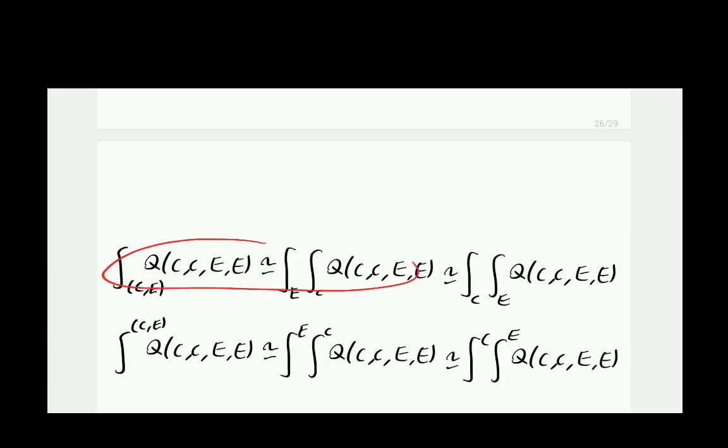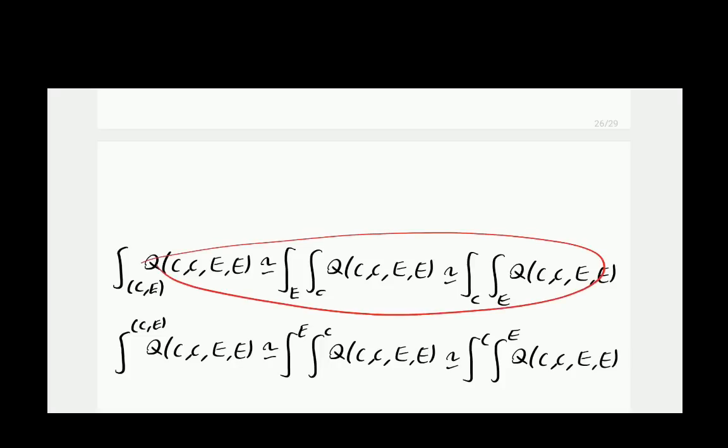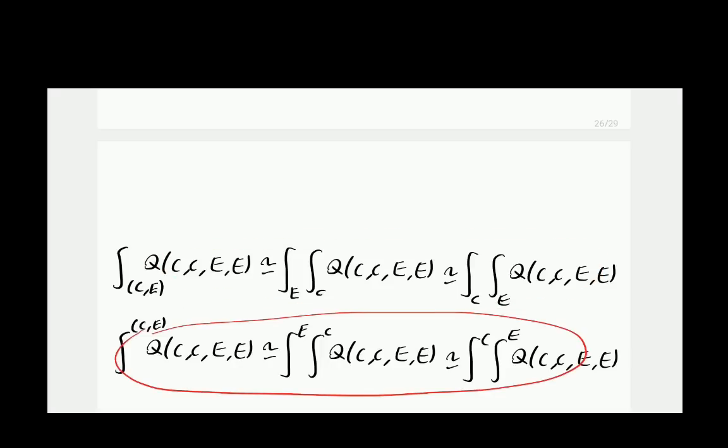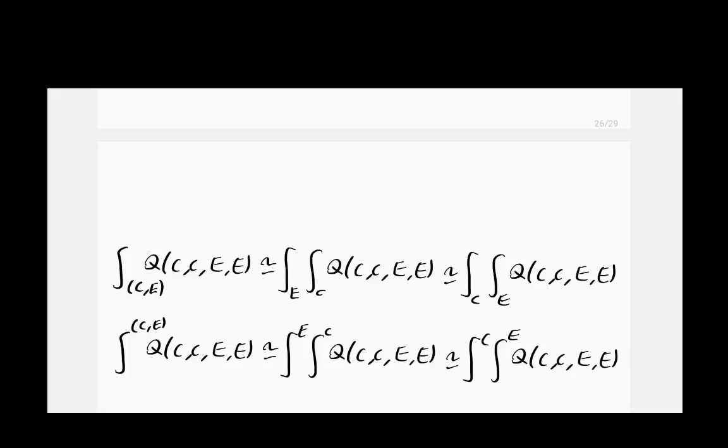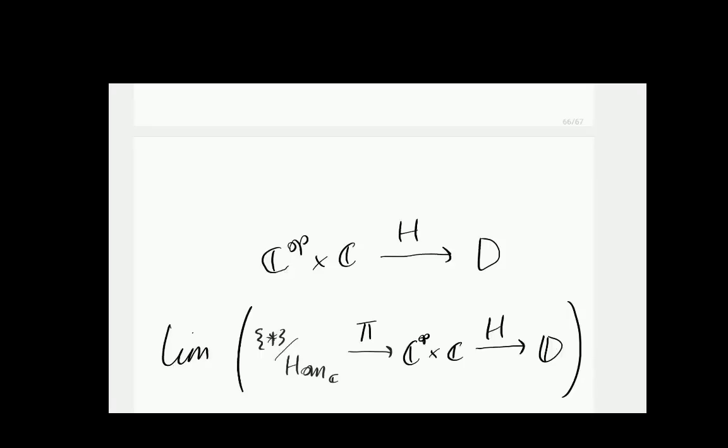So the claim is that these two things are equivalent, and lots of other things happen by different symmetries. Like we can also rearrange the order of integration like this, and then there's a dual to Fubini's theorem for ends, which is Fubini's theorem for coends. So if we can just understand the nature of this isomorphism, then we'll be golden.